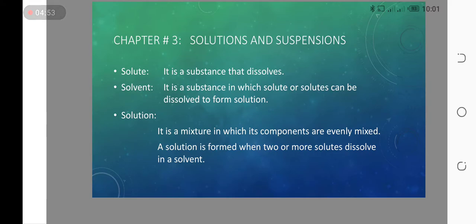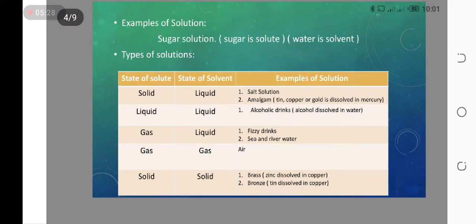You can also observe that the substance larger in amount is considered the solvent, while the substance that is less in amount is considered the solute. We can also give another example, that of bromine and water. If you mix a few drops of bromine into water, then bromine is considered the solute and water is considered the solvent. Now we will move towards the types of solutions.